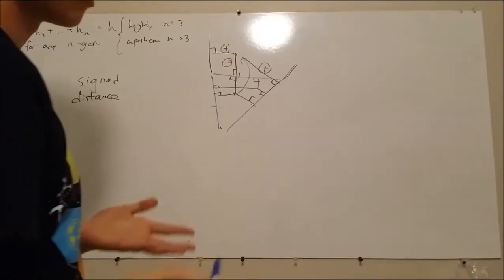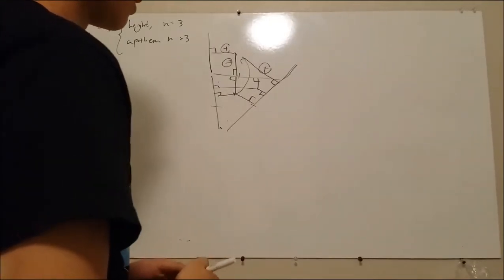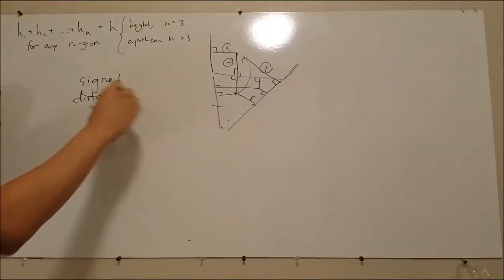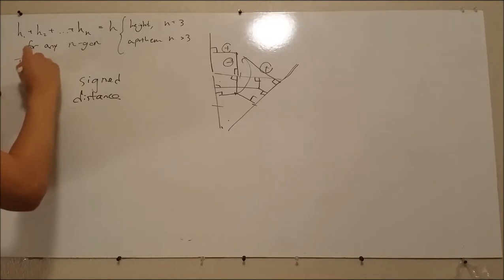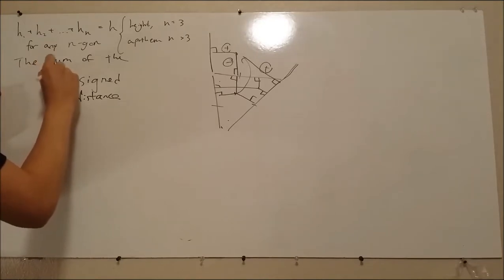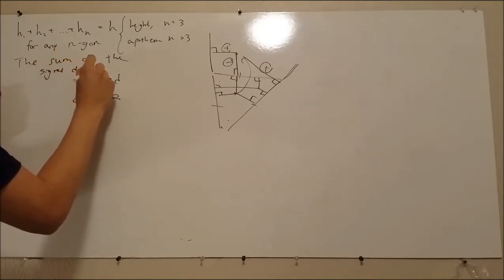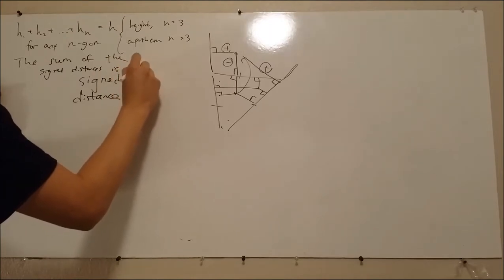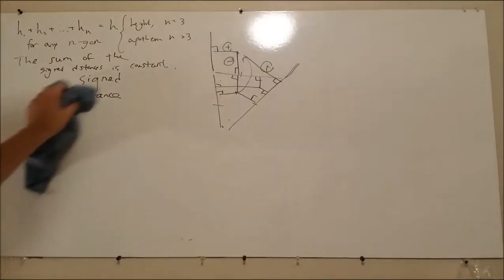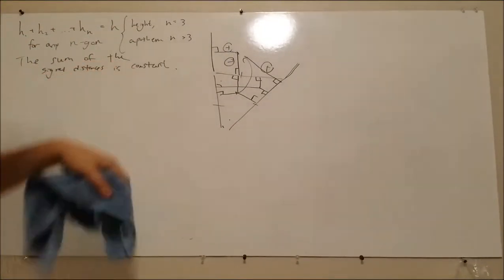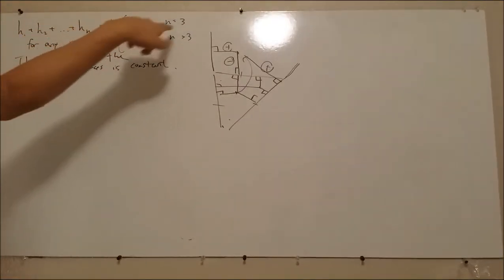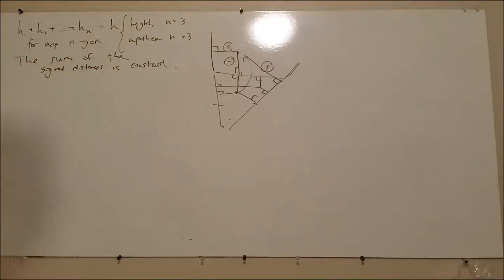So Viviani's theorem extends, in a sense, to signed distance. Right? So we'll write the sum of the signed distances is constant. Alright? And as before, it's still equal to this value, which is either the height for triangles and the apothem for any other polygons.